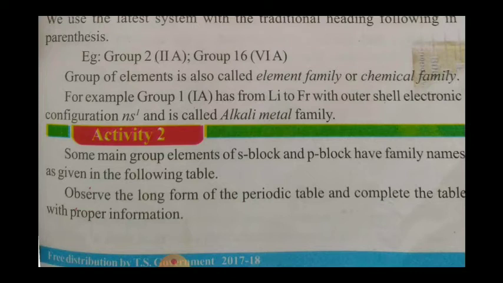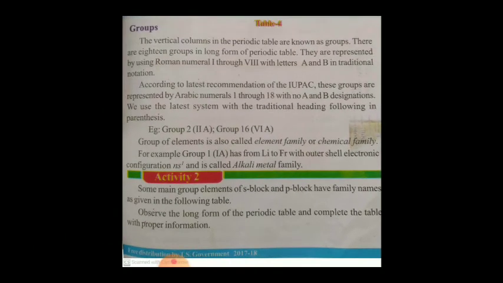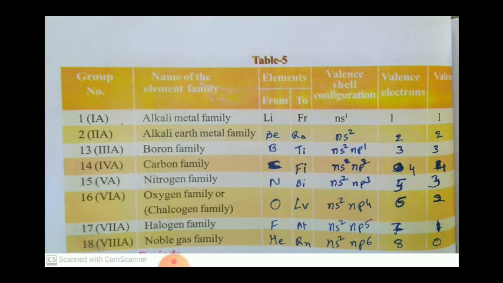Some main group elements of the S block and P block have family names with the first element's name. Let us see them also. Group 1 is called the alkali metal family, lithium to francium. The valence shell configuration is ns1. Means in the valence shell there will be only one electron, its valency is 1.